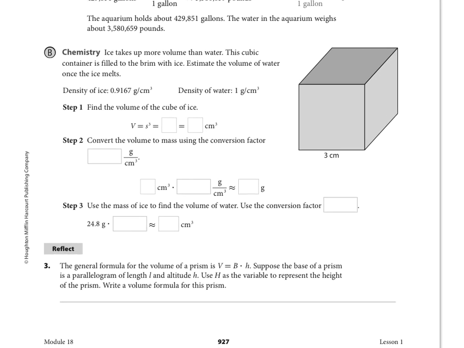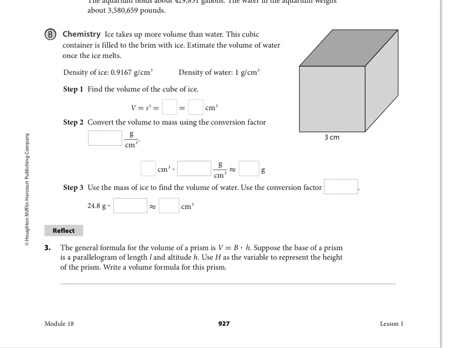Our example here talks about ice versus water inside this cube. This cubic container is filled to the brim with ice. We're going to estimate the volume of the water once the ice melts. So let's fill in some values here. Step 1 says find the volume of the cube of ice. We're going to take the side length cubed, or 3 cubed, which is just going to be 27 centimeters cubed.